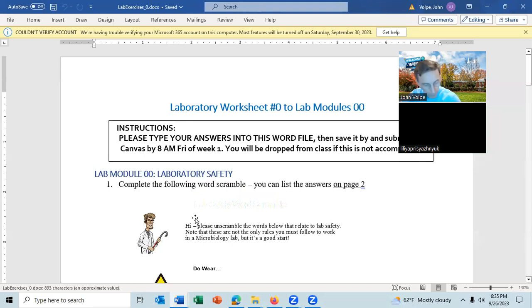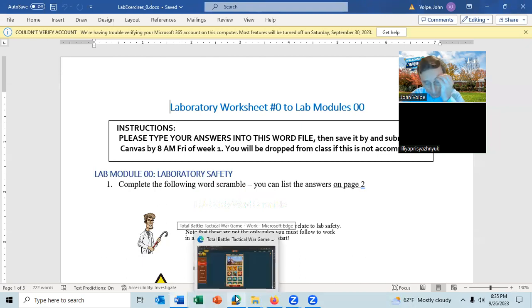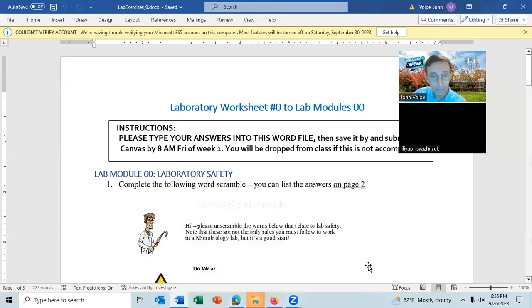Okay, sorry for being a little late. I had to reload my browser because the website, I think it was the earlier one, wouldn't let me start the lab. So I had to reload it and get that working. Are there any questions before we begin?